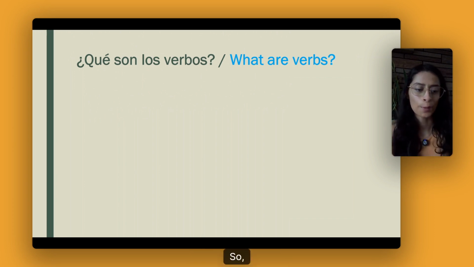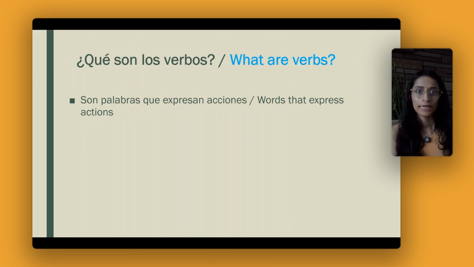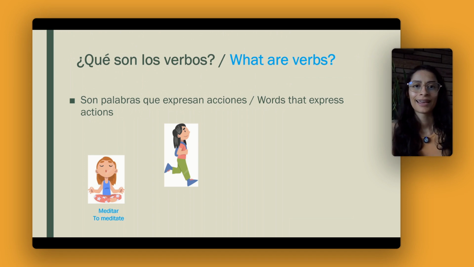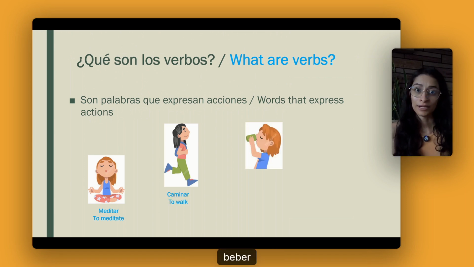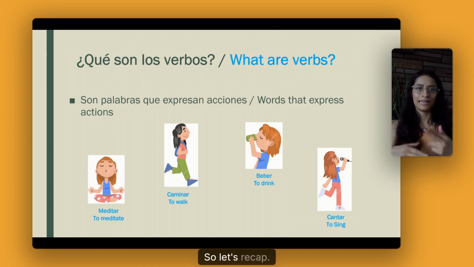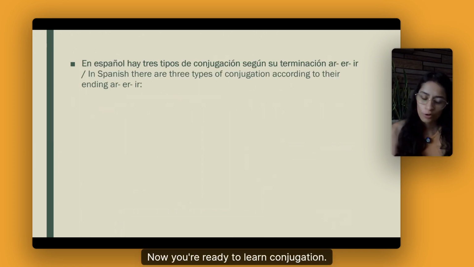What are verbs? So, verbs are essentially words that express actions. And what are actions? So, the action of meditar, to meditate, caminar, to walk, beber, to drink, o cantar, to sing. So, let's recap again. What are verbs? Verbs are essentially actions.